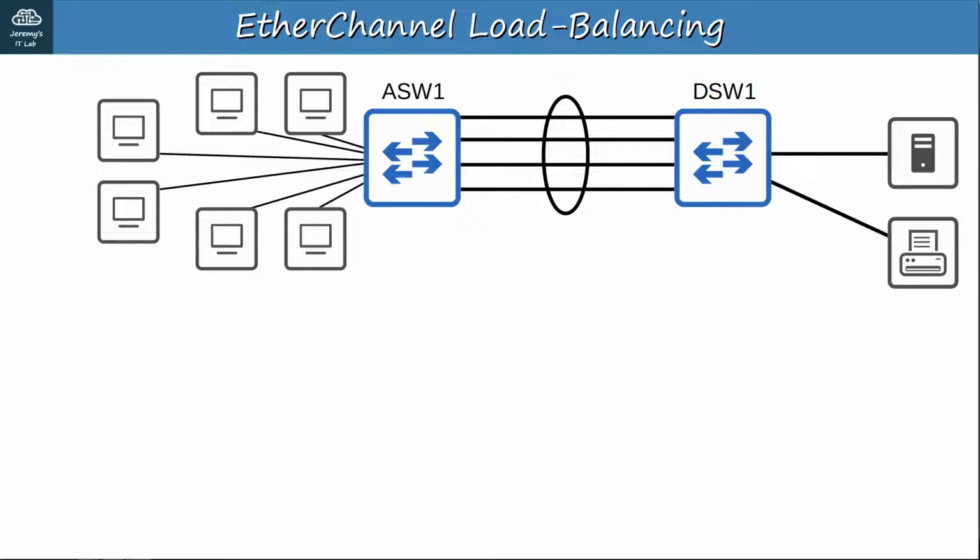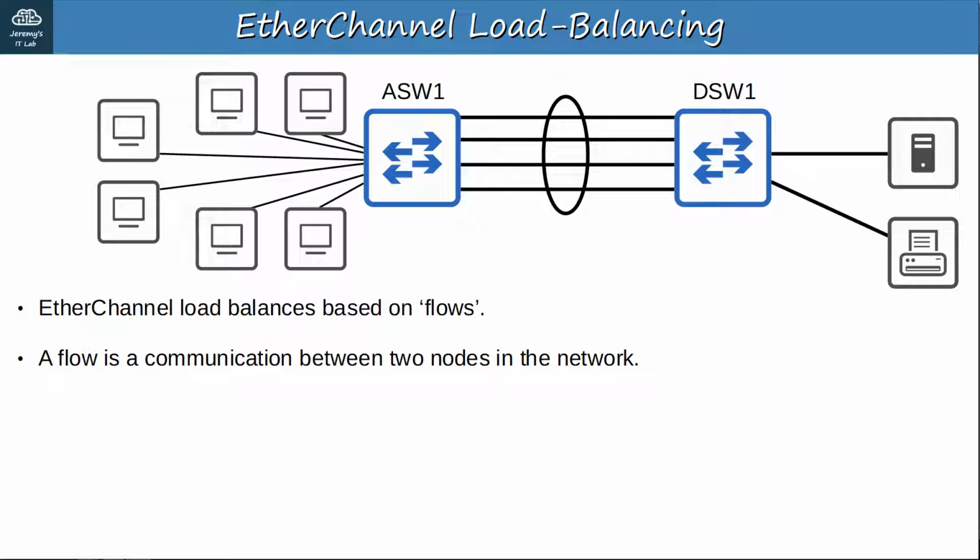Now let's take a look at how EtherChannel load balances. It load balances based on flows. What is a flow? A flow is a communication between 2 nodes in the network. So, for example, between PC1 and server 1. By the way, you usually won't see a server or a printer connected directly to a distribution layer switch. These are also end hosts, which you should connect to the access layer switches. Just to simplify this network diagram, I'll leave it like this though.